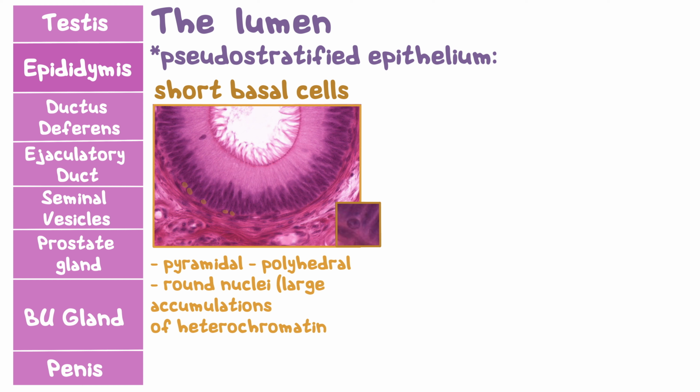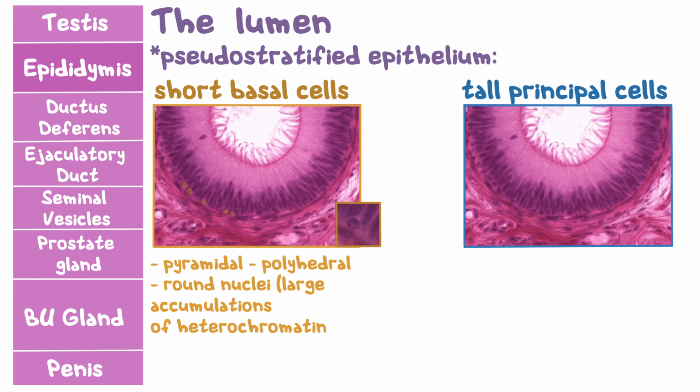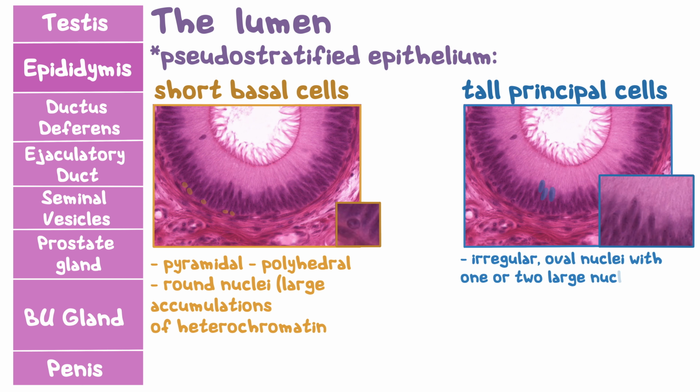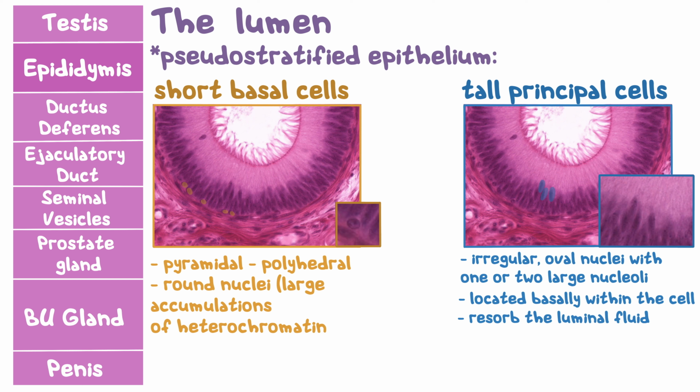The tall principal cells have irregular oval nuclei with 1 or 2 large nucleoli. Those nuclei are much more polar than those of the basal cells and are located basally within the cell. The principal cells reabsorb the luminal fluid, which is endocytosed by pinocytotic vesicles and delivered to the endolysosomes for disposal. Additionally, those cells phagocytose remnants of cytoplasm that were not removed by Sertoli cells.